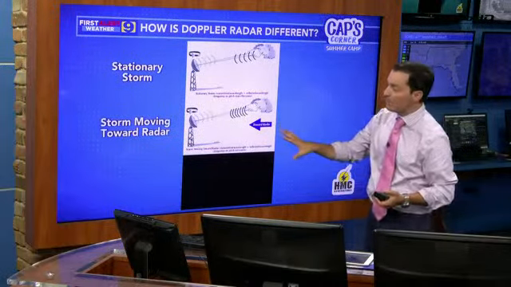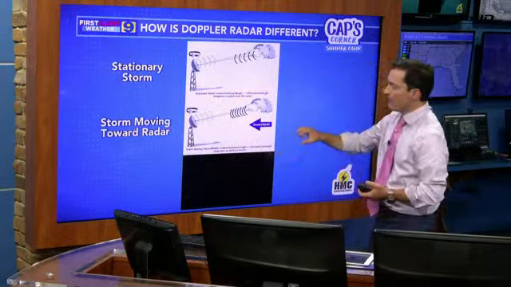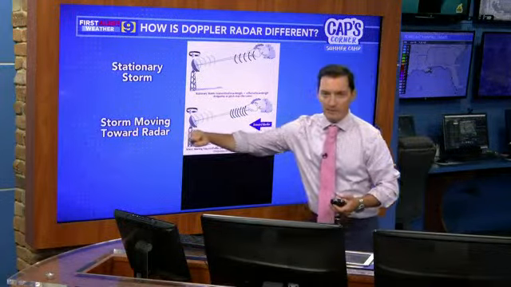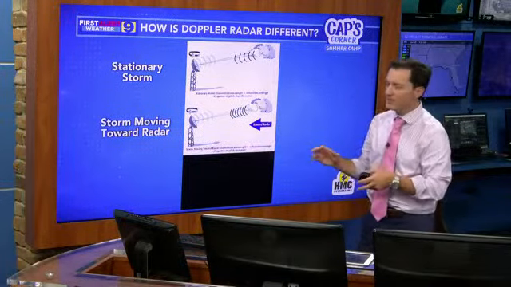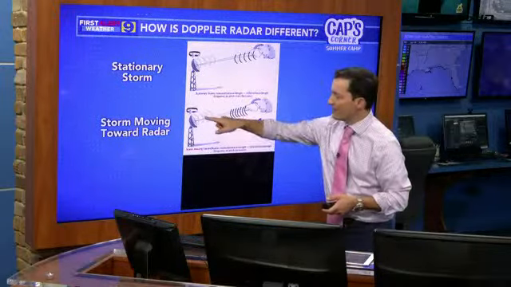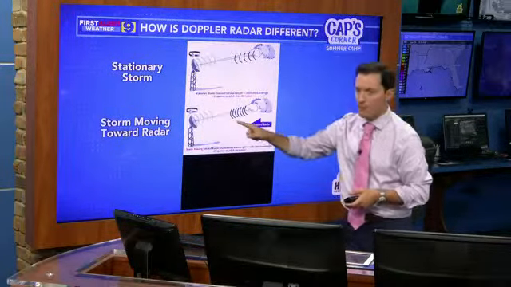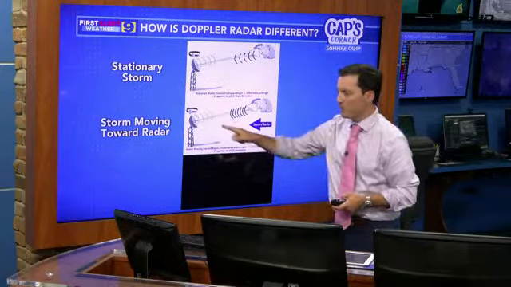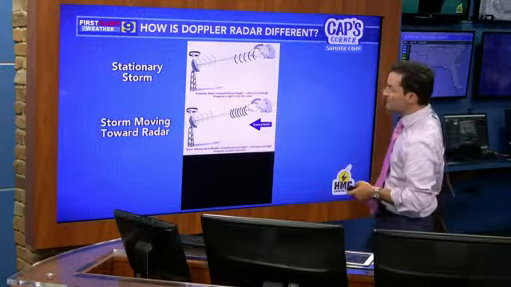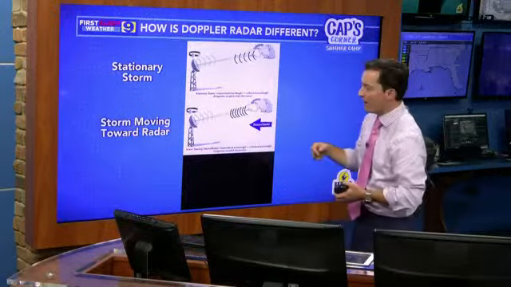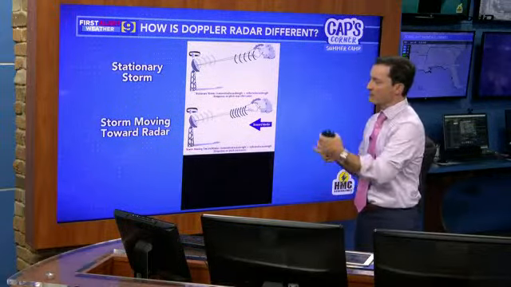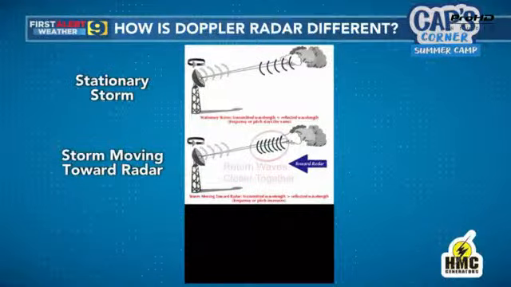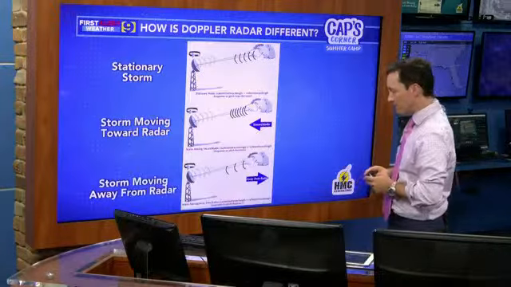But in the second example, we've got a radar here, and we've got a storm that's moving toward the radar. And then we start to see things change a bit. So we send out our radio waves with a certain wavelength, certain space between those radio waves, and because the storm is moving towards the radar, as those radio waves bounce off the storm, they become compressed, and the wavelength actually gets shorter. You see how the waves get closer together? So we get a change in that wavelength.